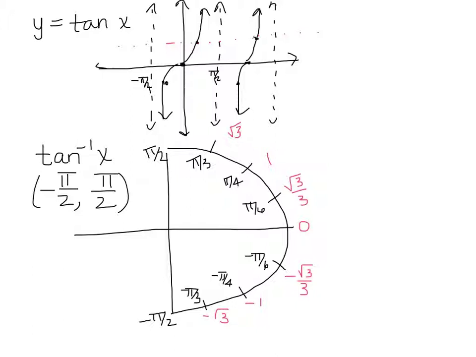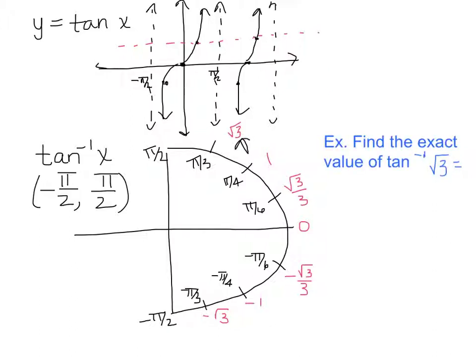Okay? So the problem may look something like this. Find the exact value of tangent inverse of square root of 3. So that would be right here. Sorry about the bell. Which is equal to pi over 3. So that would be your answer.